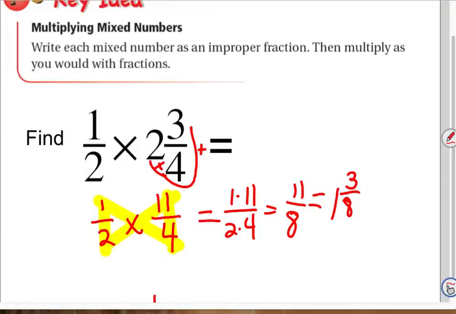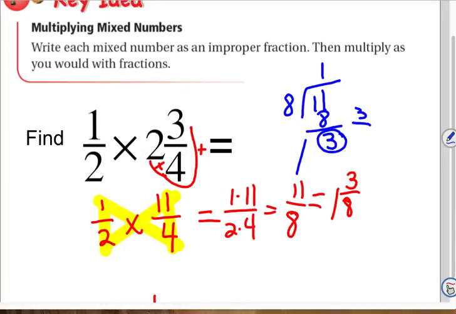Once you get to here, a fraction is a, what do I say? A fraction is a division statement. So at that point, where does this come from? This came from 11 divided by 8, 8 going into 11 one time, and what's left over is 3. So then I take the remainder here, and I put it over the 8. Okay? That's where the 3/8 comes from. So I have 1 whole and 3/8. Okay?